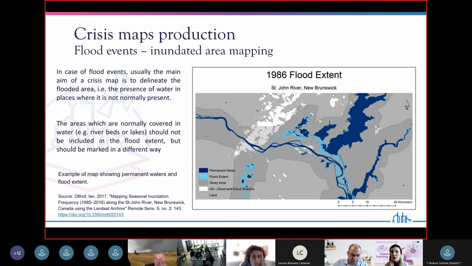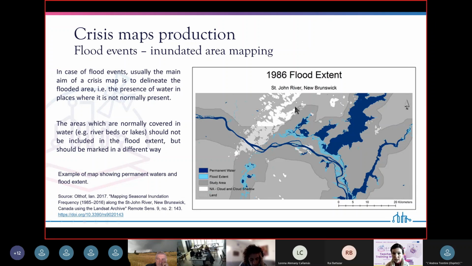and which is often used for detecting floods. One of the reasons why this is used is because that type of technology is not affected by the clouds. So you can take SAR images even if the area is covered in clouds.